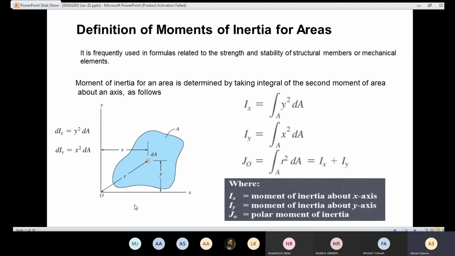Again, moment of inertia is a very important property. You are going to use it in your advanced courses, especially in the next course, which is strength of materials. You are going to determine the moment of inertia for certain sections, because the moment capacity of that structural member depends on the value of the moment of inertia.